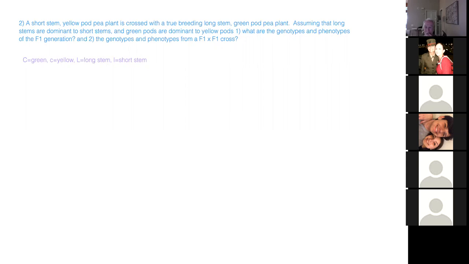So capital C and capital L would be one way to do it. It doesn't really matter which way you go. This is the true breed long green, right? What about the short-stemmed yellow pea plant that we're going to cross it with? A small c with a small l, right?